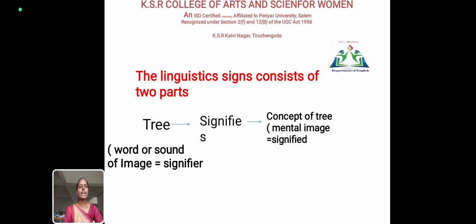The linguistic sign consists of two parts, that is, the signified and the signifier. The signified is the concept of the tree, that means the mental image. The signifier means the word or sound of the image.